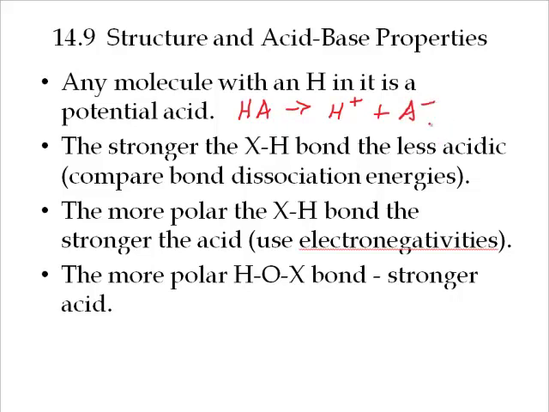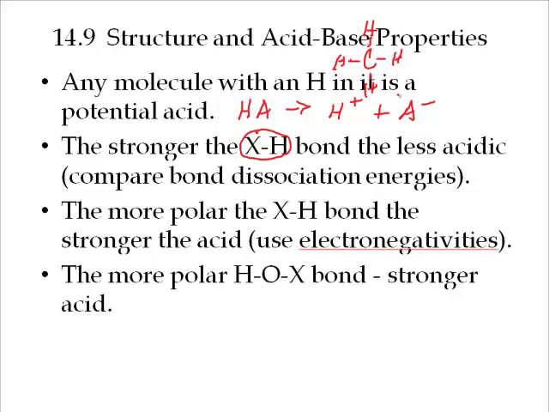But there are a bunch of things with H in it that are not acidic. For example, let's imagine something like methane, CH4. That's not an acidic molecule. It won't be acidic when you put it in water. And one of the reasons why is that the stronger the bond, the less acidic. So this is a pretty strong bond between H and C.